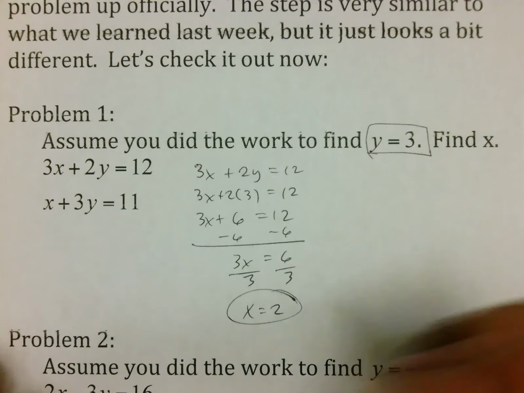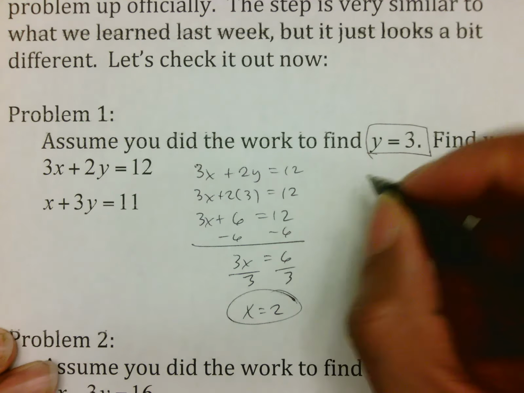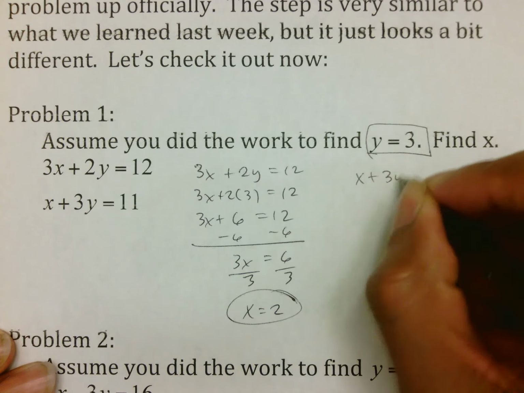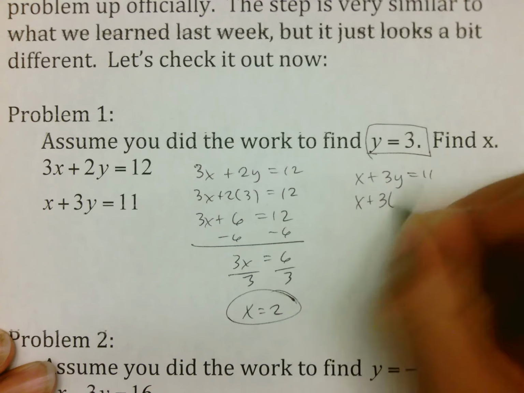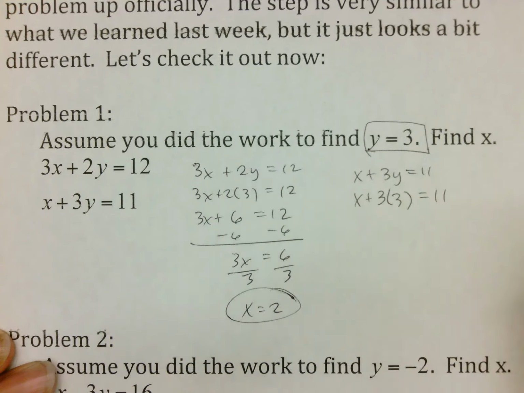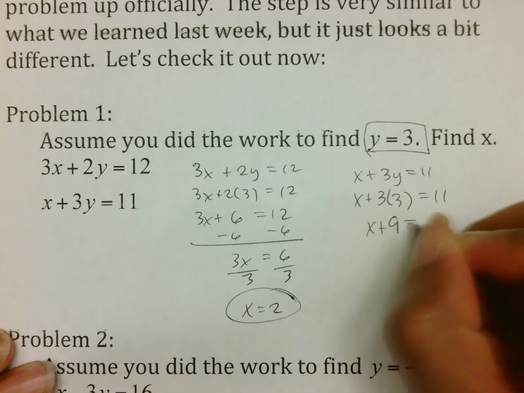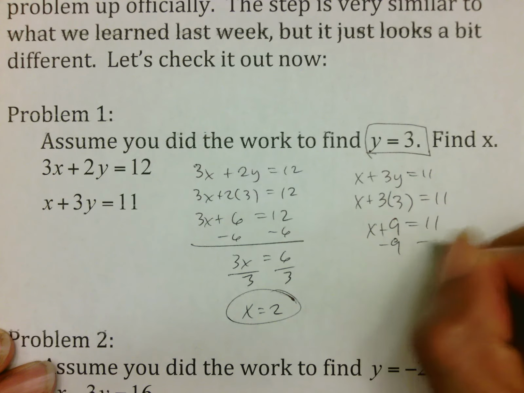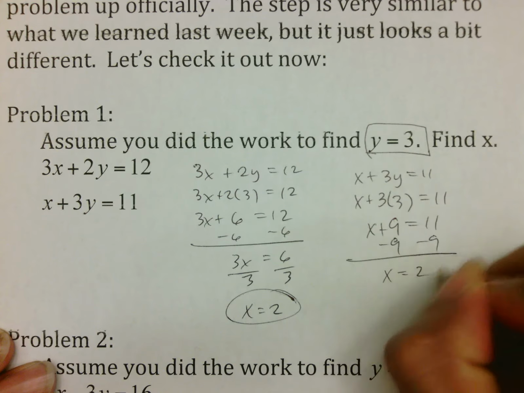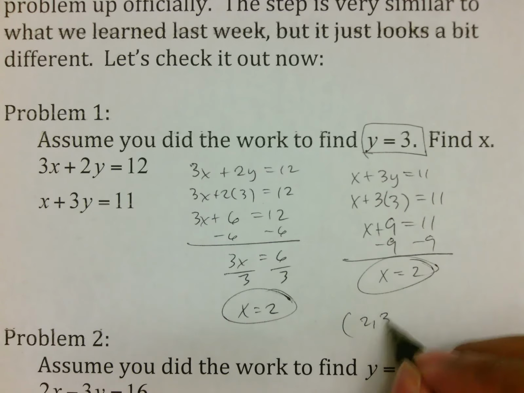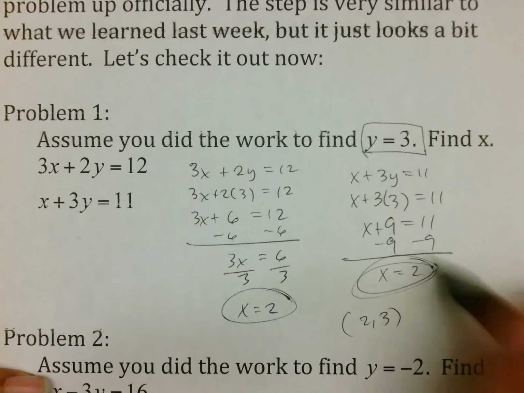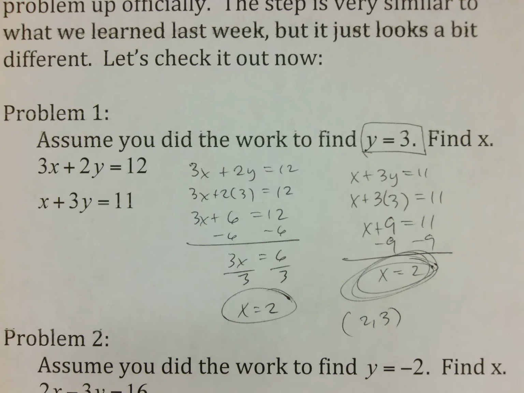But just to prove that it doesn't matter which way you go, let's do the other one. If you were to choose the other one, x plus 3y equals 11, again you would put x plus 3(3) equals 11 because y is equal to 3. That would turn to x plus 9 equals 11. And when you subtract 9, you again would get the answer of x equals 2. If you had to put that in an ordered pair, it would be (2, 3). But again, all they want to know on that is the value of x that goes with it.